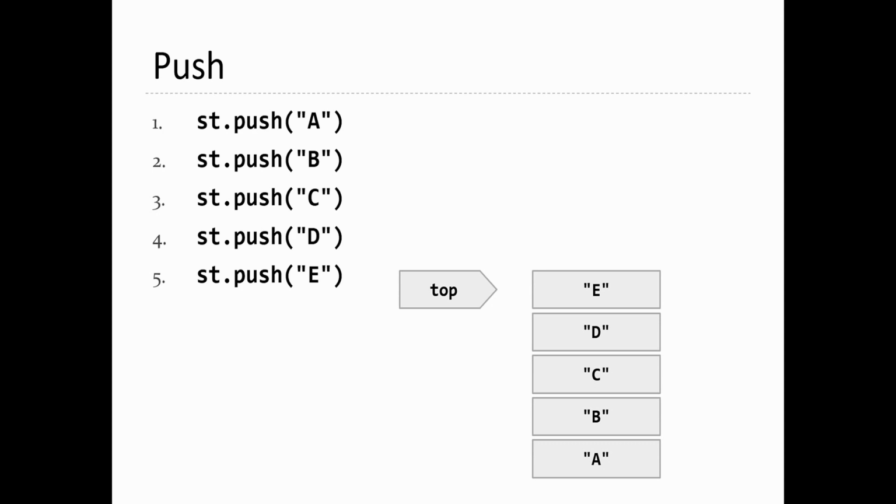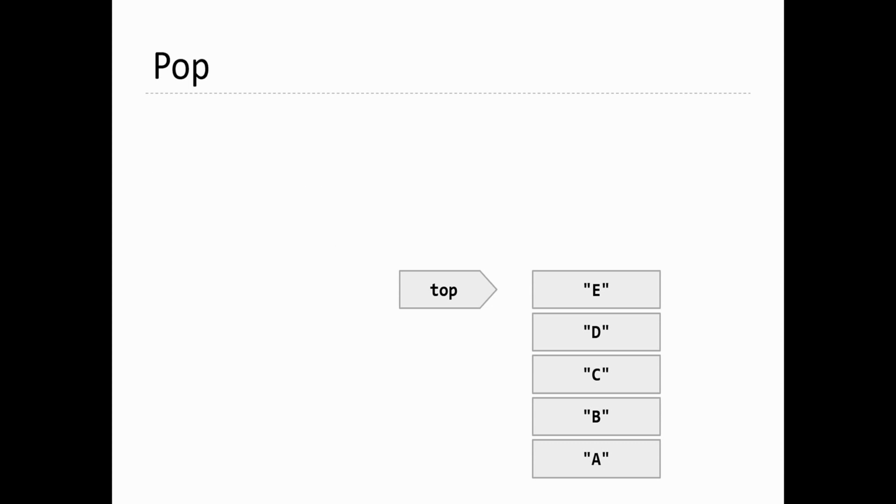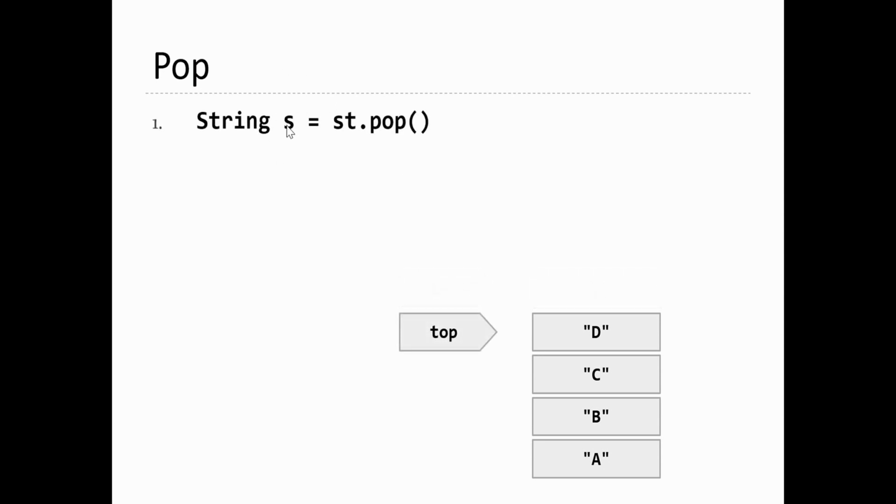Now remember, the only thing that you can do with a stack involves the element at the top of the stack. So if I want to start taking elements out of the stack, they start to come out from the top. So for example, if I pop the stack, then the E comes off the stack and gets returned back to the caller. So S in this case is the string E. The element disappears, and then the top of the stack moves down to the next element in the stack. And so the current top of the stack is now a D.